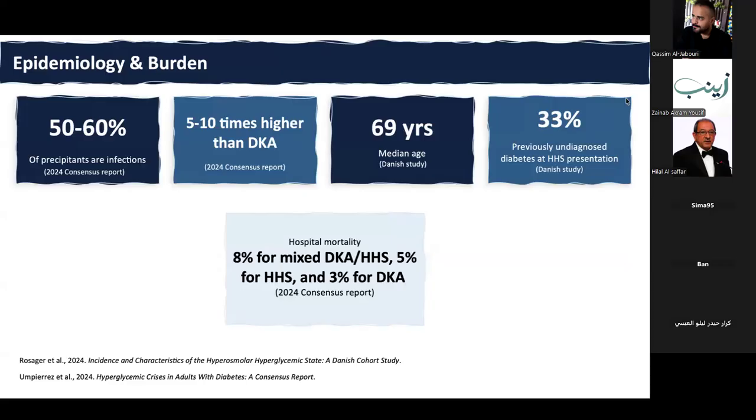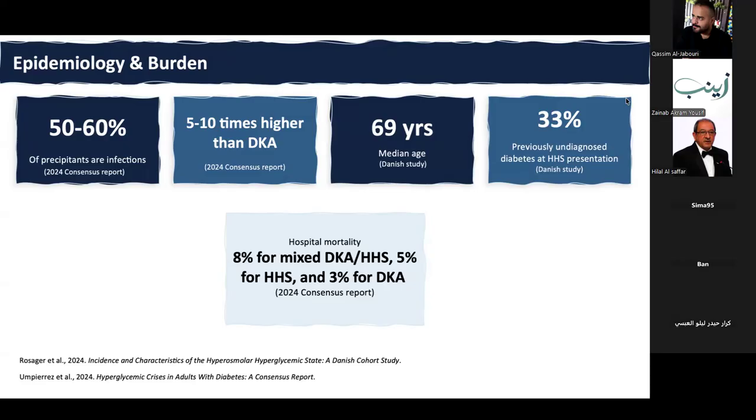As previously shared, HHS carries a high burden on inpatient care with the highest mortality rate compared to DKA, up to 10 times more mortality compared to DKA. And the majority of the cases are seen, of course, in the elderly, but nowadays we are seeing patients who are younger, and pediatric patients are also developing this condition as part of the hyperglycemic emergencies.